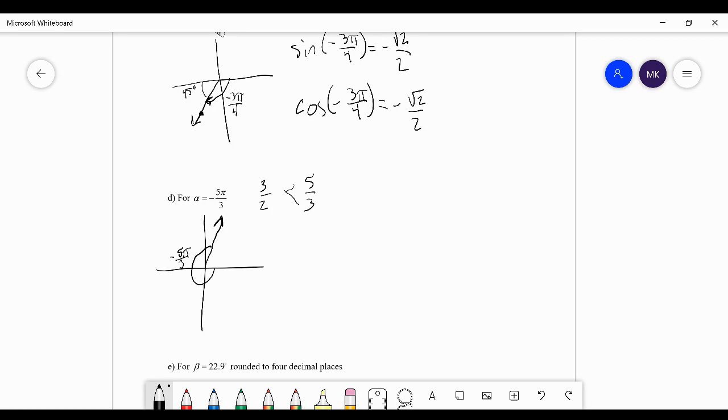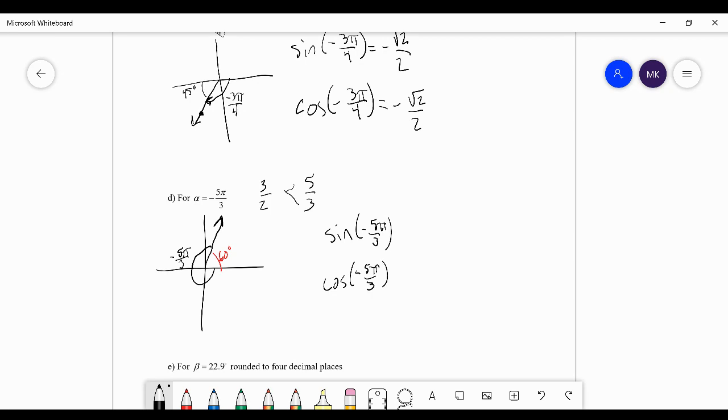Now, what may not be as obvious is what this angle here is. Let me go to a different color. This is going to be a 60-degree angle. Okay. So this trig function, sine of -5 pi over 3 and cosine of -5 pi over 3.